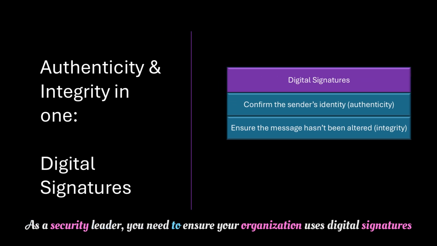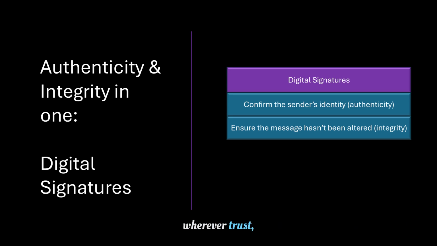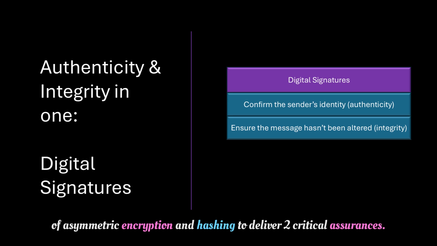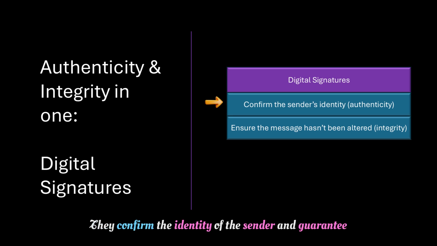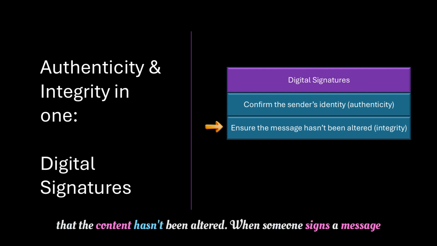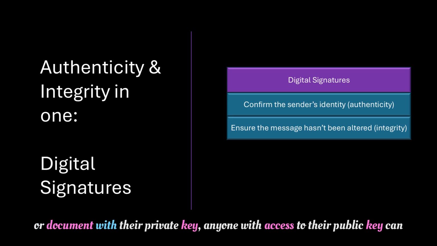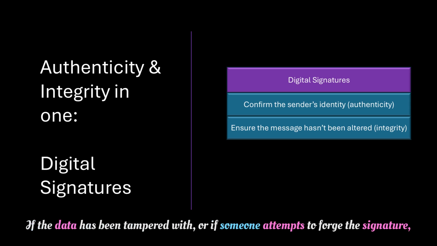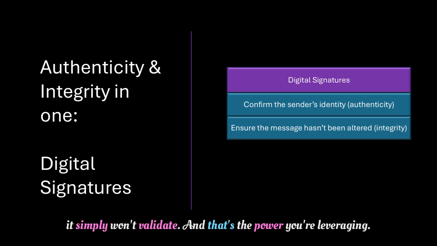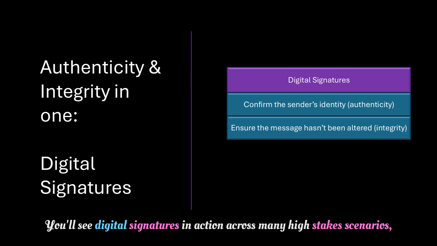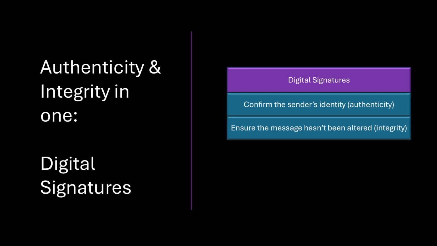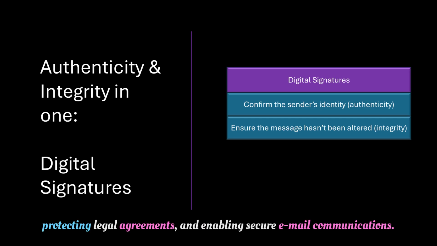As a security leader, you need to ensure your organization uses digital signatures wherever trust, authenticity, and data integrity matter. Digital signatures combine the strength of asymmetric encryption and hashing to deliver two critical assurances. They confirm the identity of the sender and guarantee that the content hasn't been altered. When someone signs a message or document with their private key, anyone with access to their public key can verify the signature. If the data has been tampered with, or if someone attempts to forge the signature, it simply won't validate, and that's the power you're leveraging. You'll see digital signatures in action across many high-stakes scenarios, such as signing software updates to ensure they come from trusted developers, securing financial transactions to verify intent, protecting legal agreements, and enabling secure email communications.